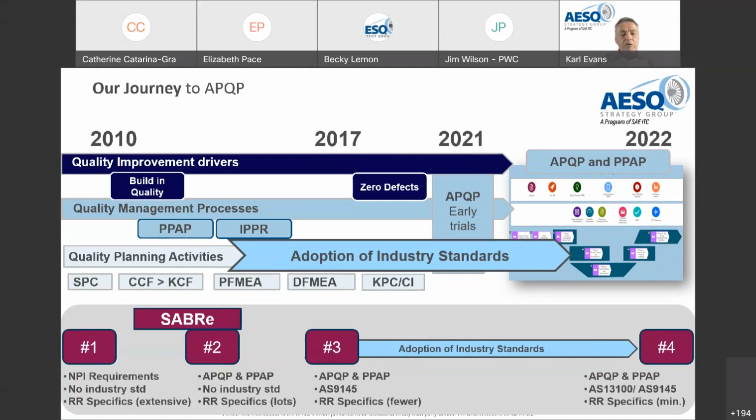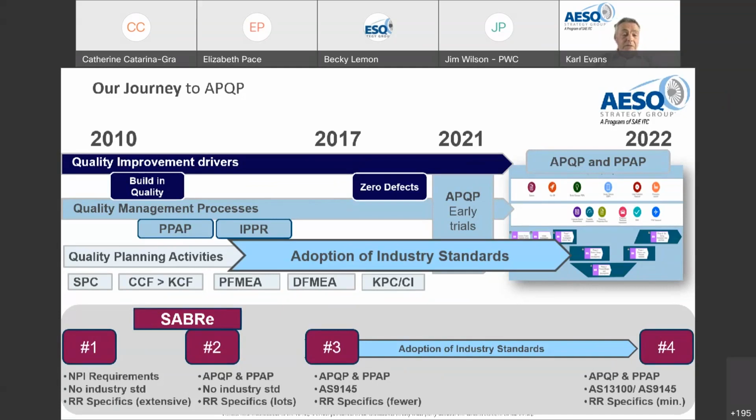SABRe 2 came along. We then modelled more of SABRe 2 on APQP and PPAP. But reflects on what other industries had as standards. So in other words, there still wasn't an industry standard for us to utilise, but we reflected on what other industries are doing and started modelling more.